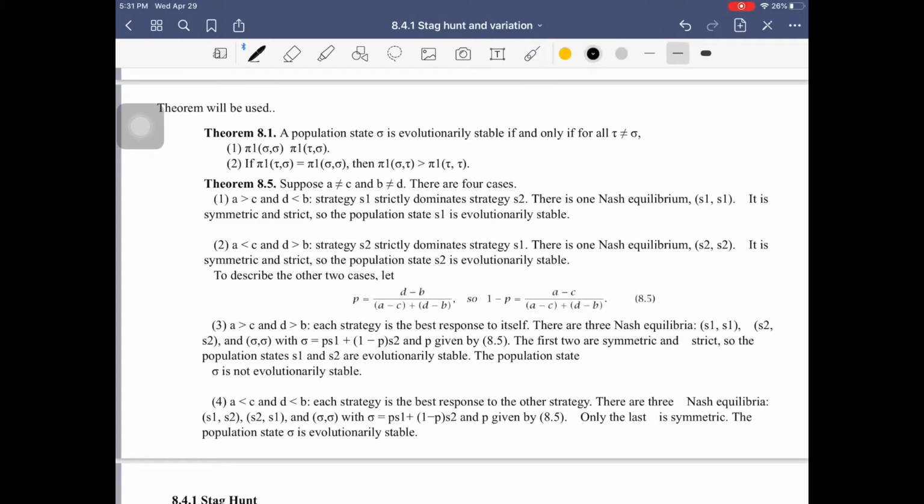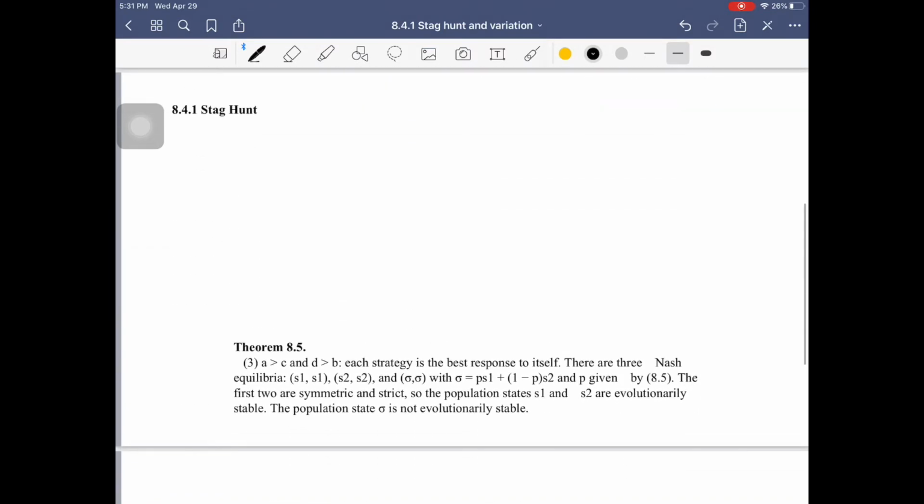So let's begin to start the real examples. For the stag hunt game, the hunter has the choice to hunt either the stag or hare. So let's use S for the stag and H for hare. So both hunter 1 and hunter 2 have the choice of S or H.